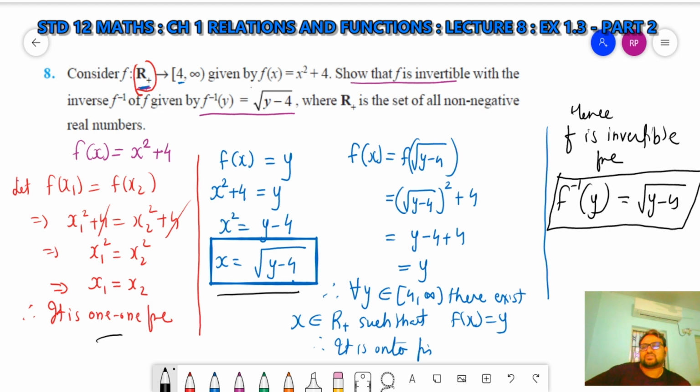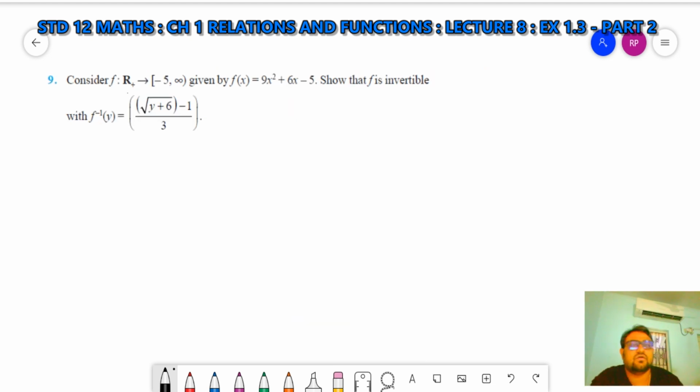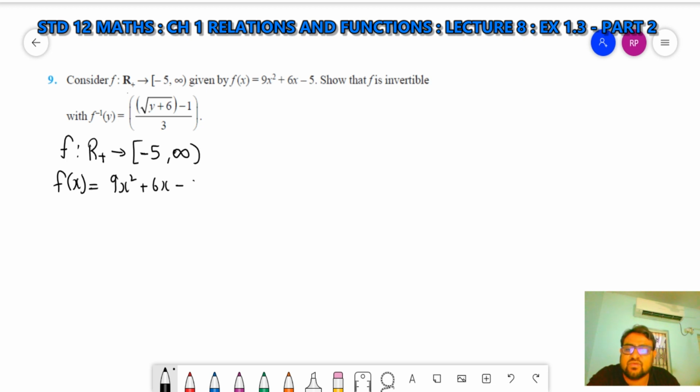Okay, now let's move to the next question. Question number 9. Consider f, the function f from R plus to minus 5 to infinity. Okay, now what is f(x)? 9x square plus 6x minus 5. Again, show that f is invertible with f inverse of y equal to square root of y plus 6 minus 1 by 3. Again you got the hint.